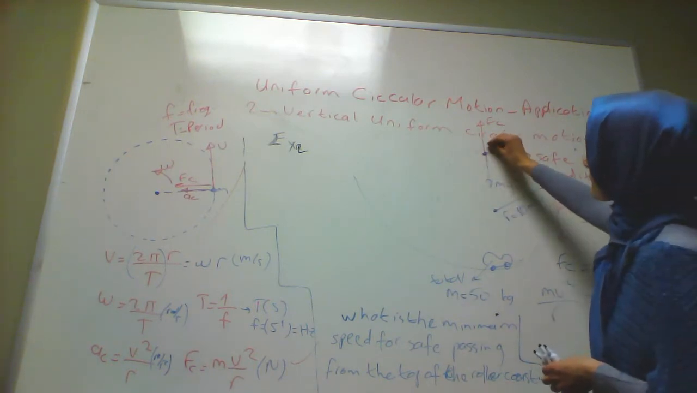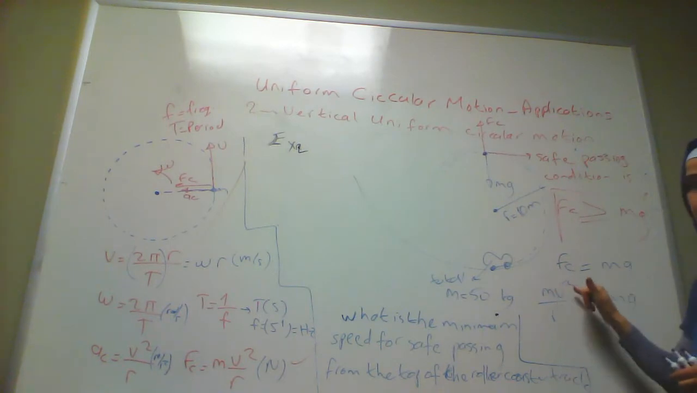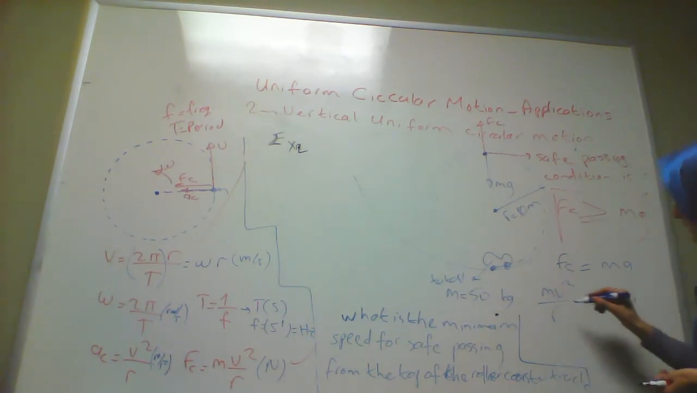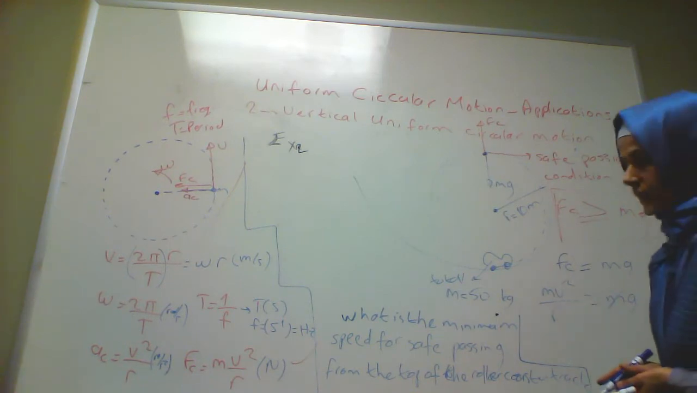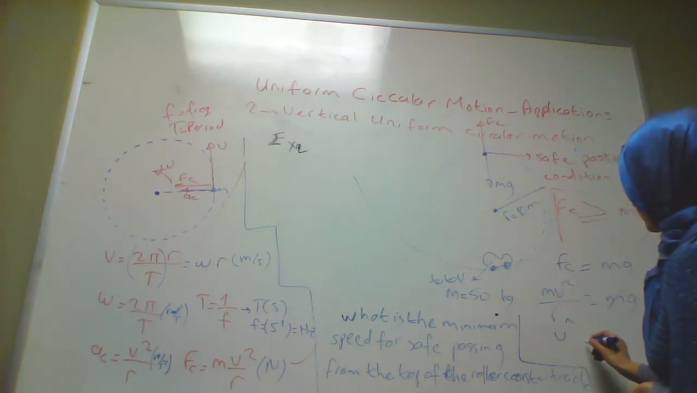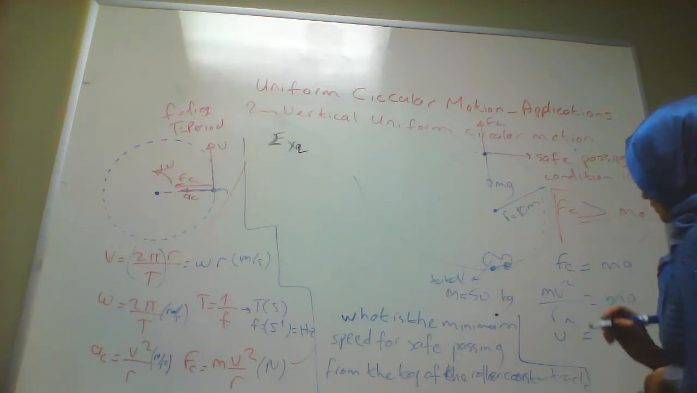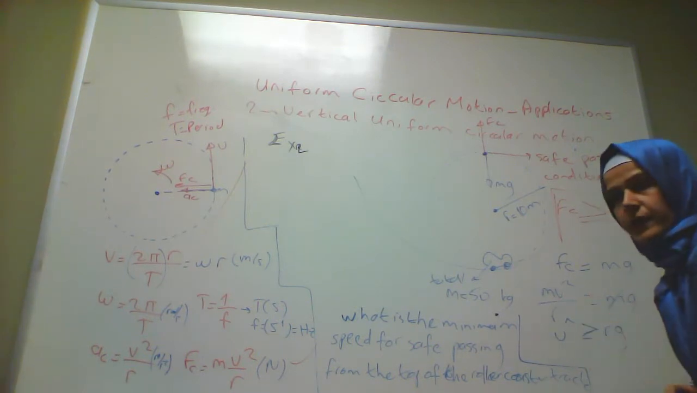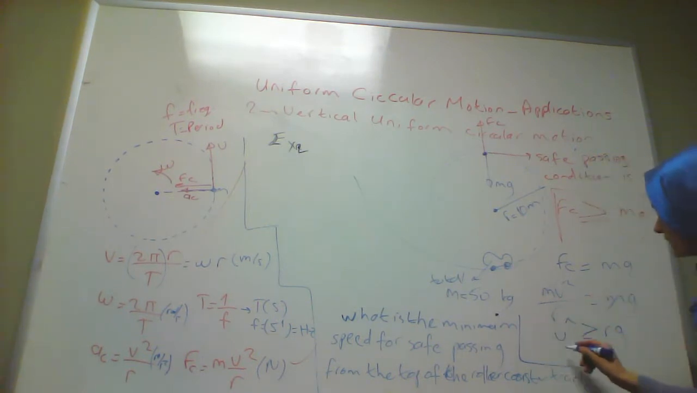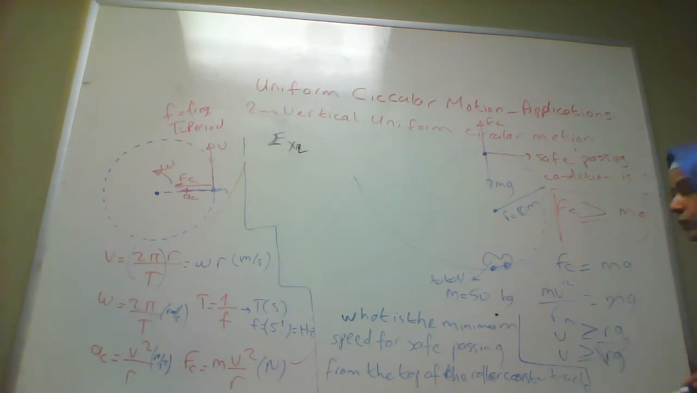What we're going to do here is use the same thing again. At least Fc should be equal to mg. So mv squared over r is equal to mg, and m can be cancelled here. We don't even have to take it into account. V squared should be at least equal to r times g. We can also put bigger or equal here. Bigger is safer. So v should be bigger or equal to the square root of rg.